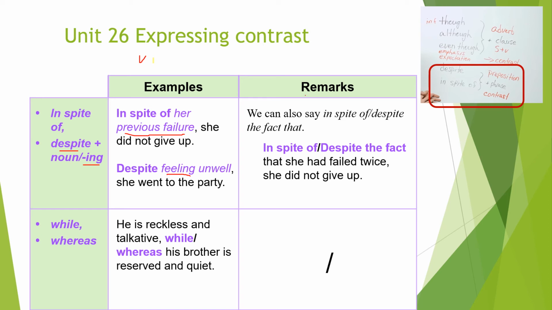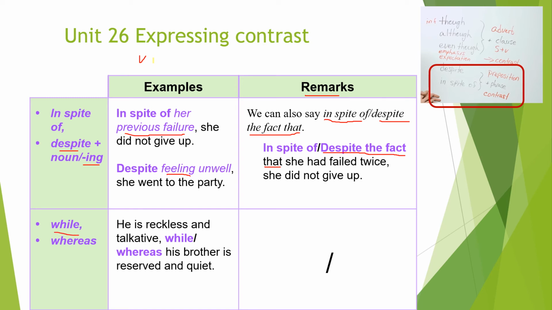There are some remarks that you need to pay attention to. We can also say in spite of, or we can say despite the fact that. Can you see despite the fact that? It's the same. In spite of or despite the fact that she had failed twice, that means although she had failed twice, comma, she did not give up. Similar meaning.